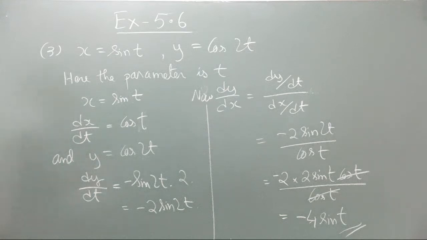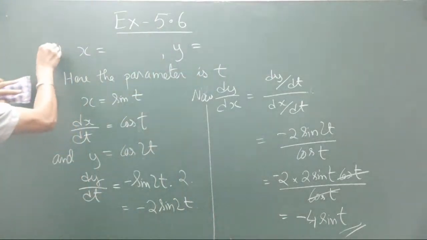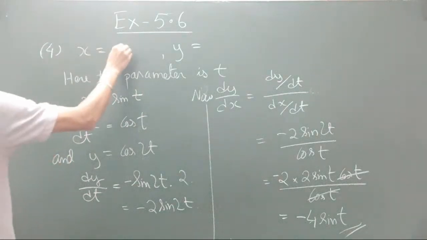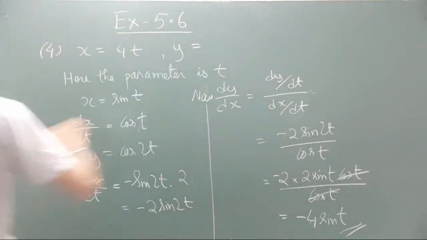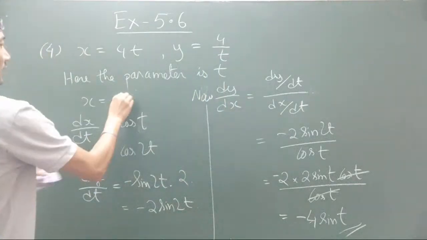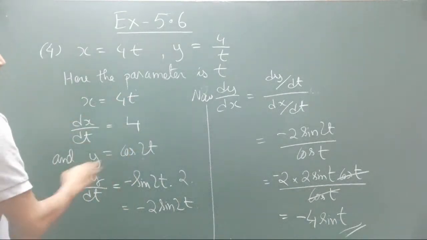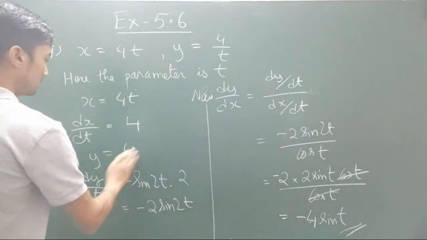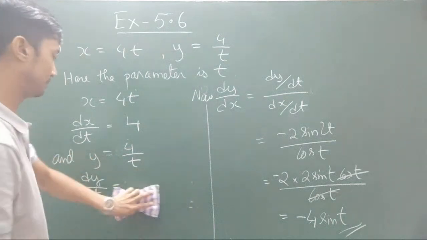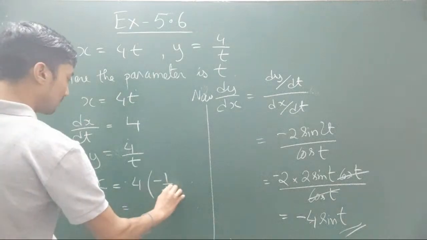Alright, moving on to number 4. Okay, that's a simple question. x is 4t, and the other one is y equal to 4 by t. So again, the parameter is t. So x is 4t. So derivative of x with respect to t, that's simply 4. y is 4 upon t. We know the derivative of 1 by t is minus 1 by t squared.